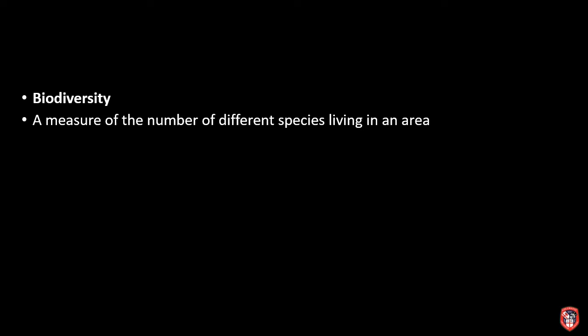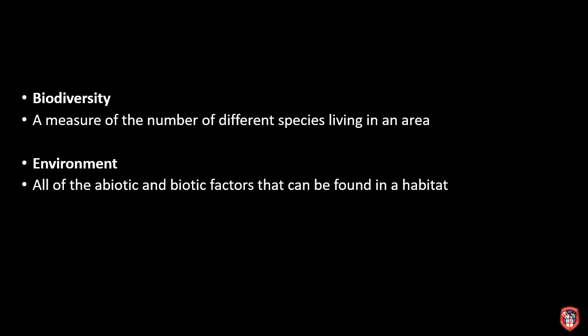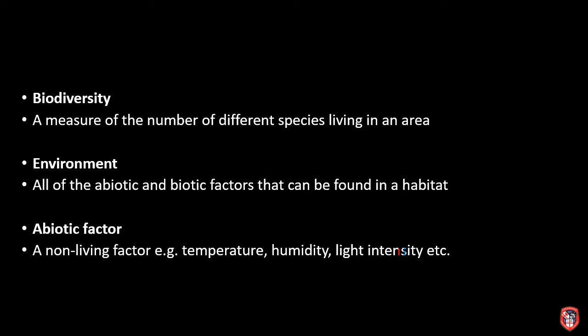Of course, organisms are affected by the environment. That's things such as the rainfall and also what else lives there. So we can break it down into two different parts: the abiotic factors and the biotic factors. Abiotic, first of all, is things which are not alive. Biology is the study of living things, so abiotic is something which is not alive. Abiotic factors are things such as temperature, humidity and light intensity. Those would all be abiotic factors.